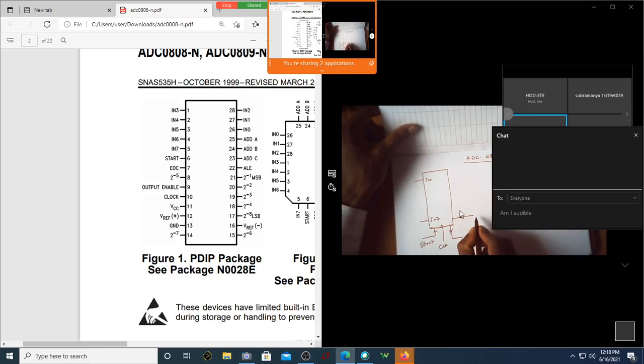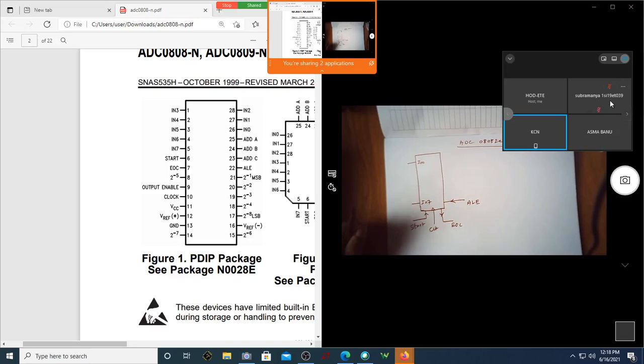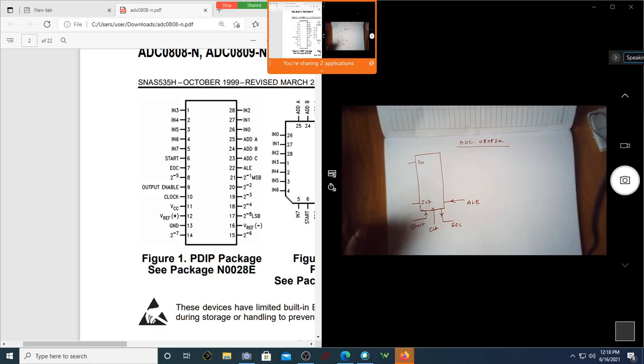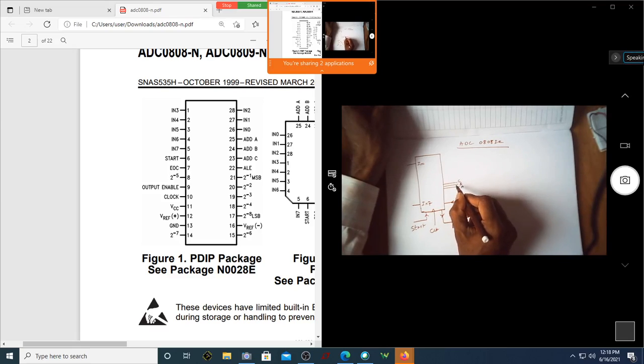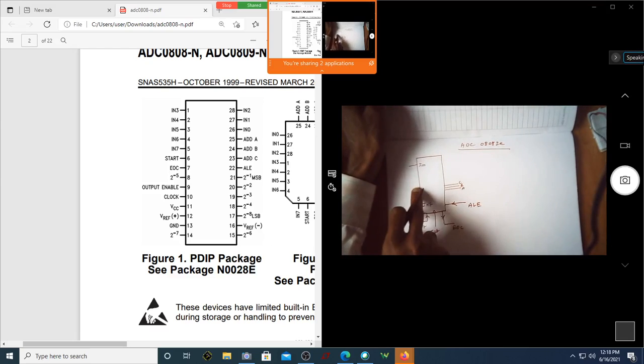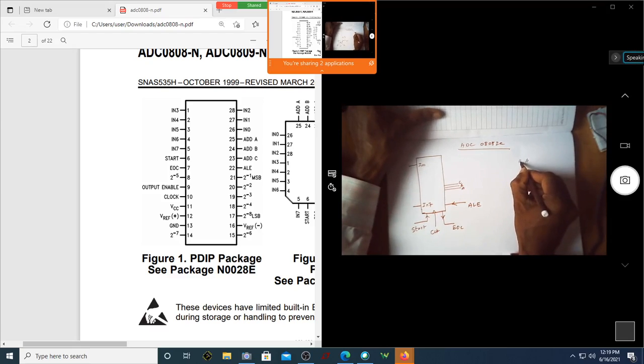called ALE. Here this ALE is for latching the address. So this is ALE, this is again an input, and I have a 3-bit address line, which is A, B, C. Why do we require this 3-bit address line? To select one of the inputs. So we have the selection as ABC. A happens to be the LSB part.